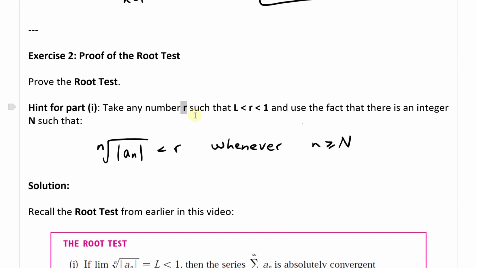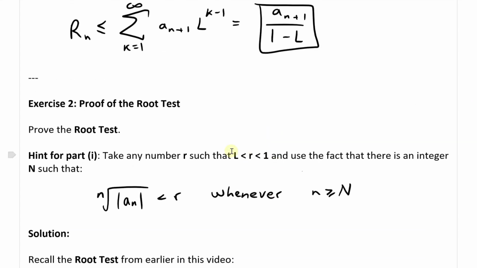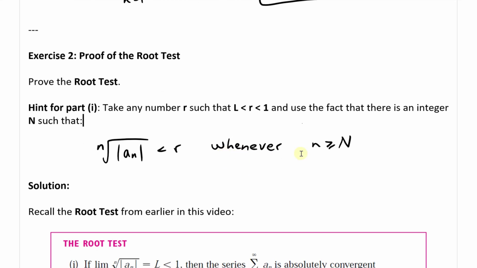Basically, we're just picking an R between L and 1, so there's always going to be a scenario where this ratio is less than R whenever n is greater than or equal to a specific integer capital N. All that matters with infinite series is what happens as n gets larger and larger. So eventually there's going to be a scenario such as this right here.